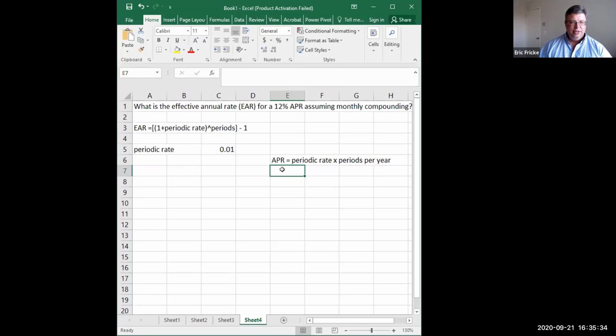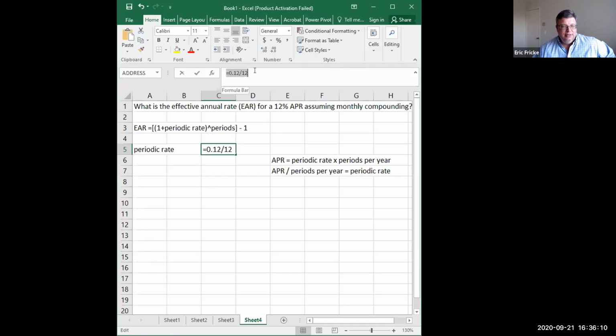Okay? And so if we divide both sides by the periods per year, we get APR divided by periods per year. Right, so this right here, the periodic rate equals the APR divided by the periods per year. That's what I did right here. 0.12 is the APR, and 12 is the periods per year. Okay. Any questions on that so far?